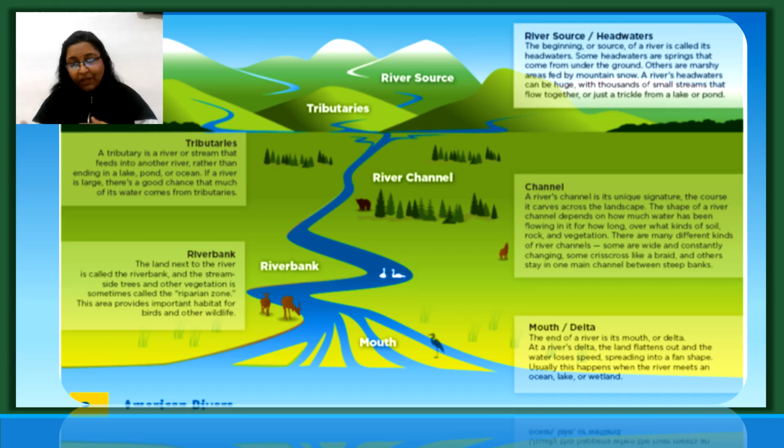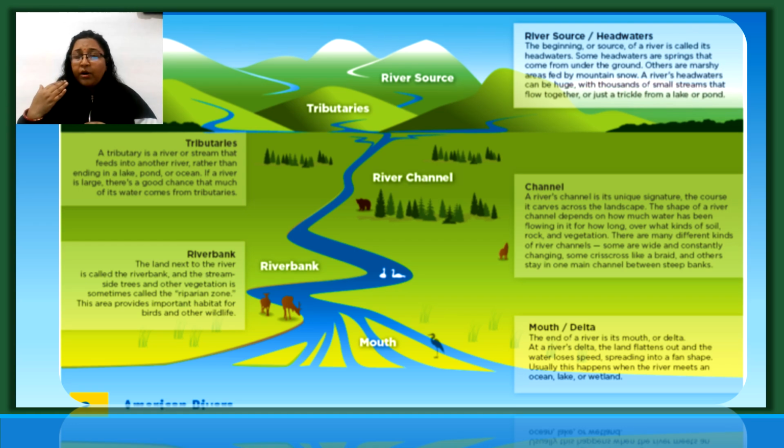Slowly and steadily in the course, then we have the tributaries. A tributary is a river or stream that feeds into another larger river. So many tributaries will come together and drain into a larger river. So those are tributaries. Then we have the river channel. River channel is actually the path or the course the river takes while flowing.